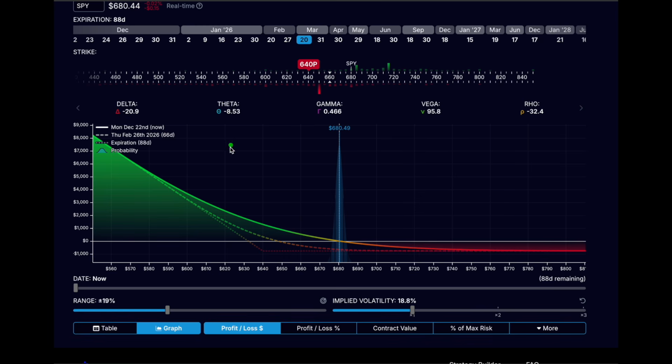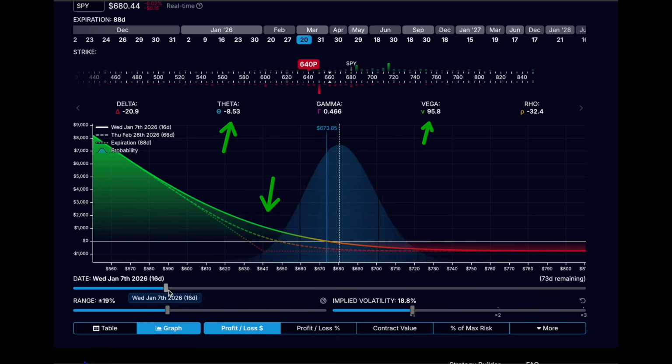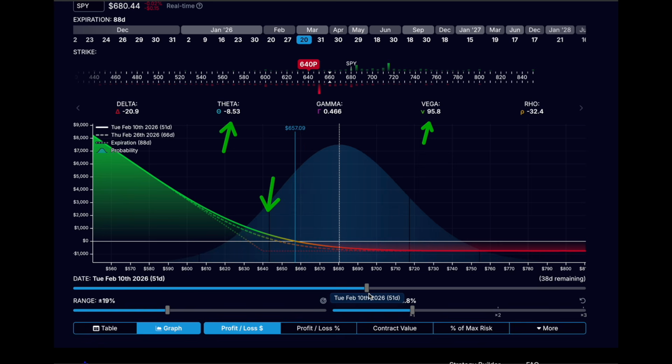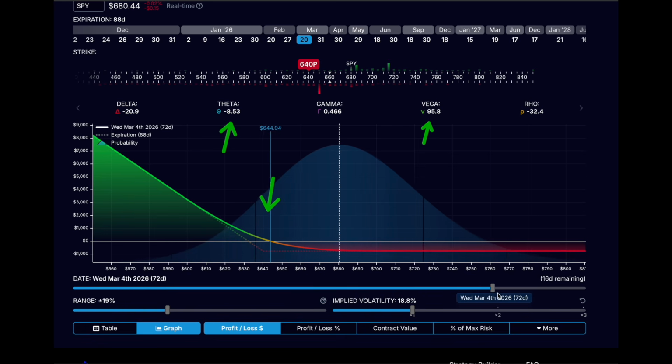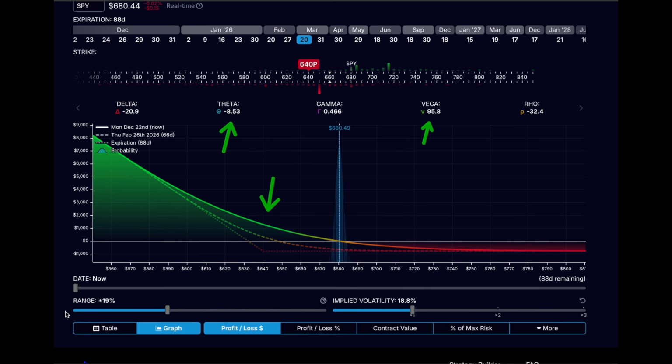This position has negative theta and positive vega. So this means that time is not kind to this position. If you don't get the downward price action in a timely manner, this position is going to decay. And we can see what happens to this T+0 line as we move the time slider to the right. We can see that that T+0 line falls, making it more difficult for this position to make money.